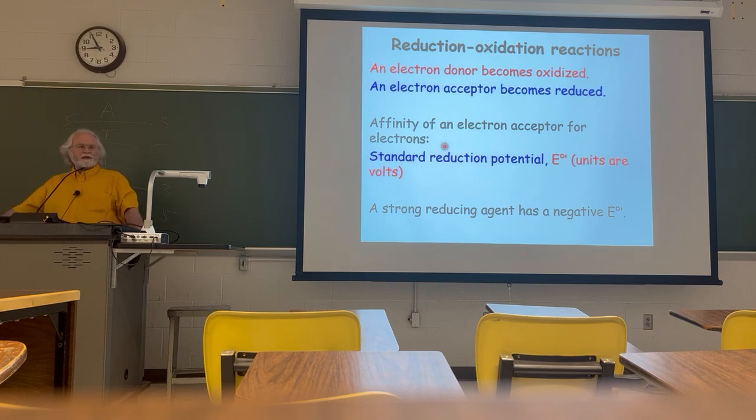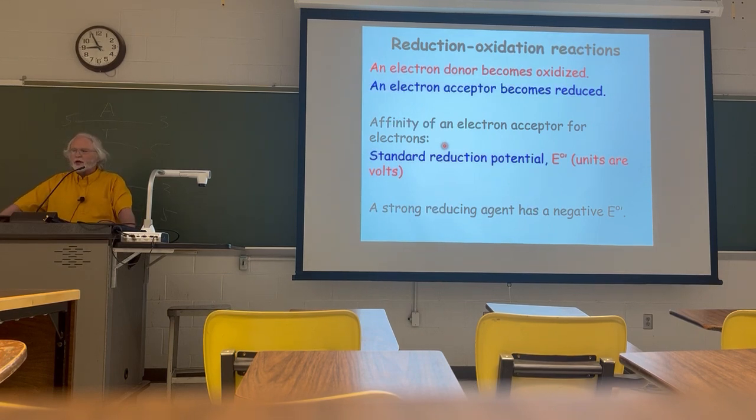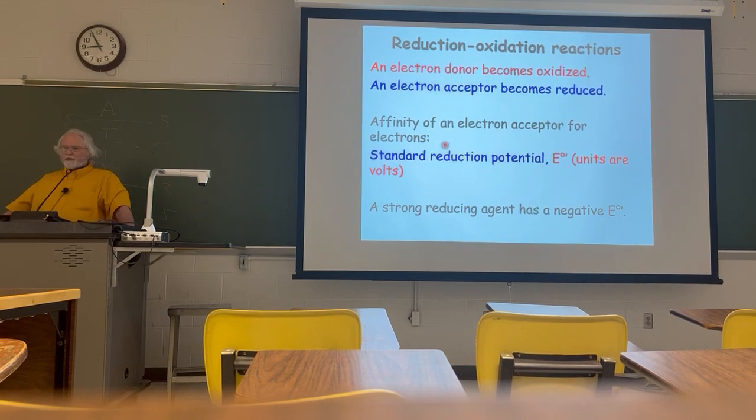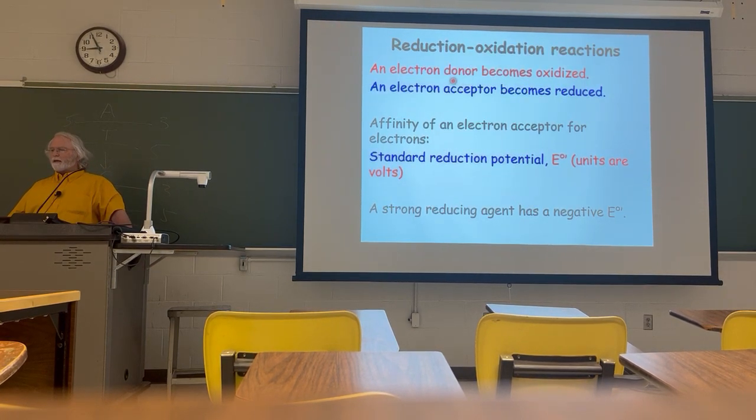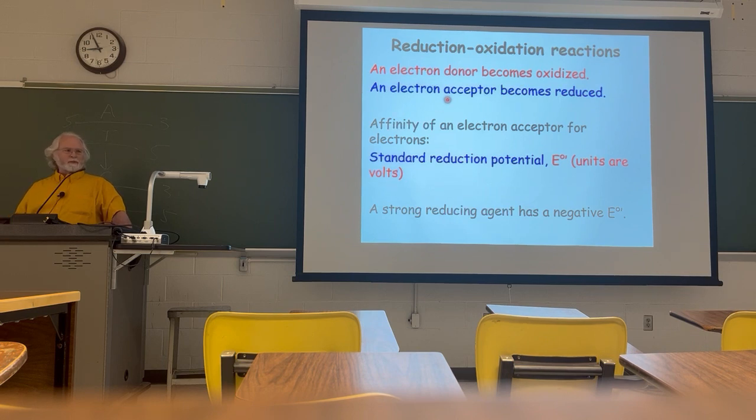Okay, so we need to think a little more again about oxidation and reduction reactions. Remember that when a molecule donates electrons, when it loses electrons, it becomes oxidized. When it gains electrons, accepts electrons, it becomes reduced. So we're thinking about which molecule is gaining electrons, which one is losing electrons. We can measure the affinity of an electron acceptor for the electrons, and we can measure a standard for each kind of molecule, for each chemical.